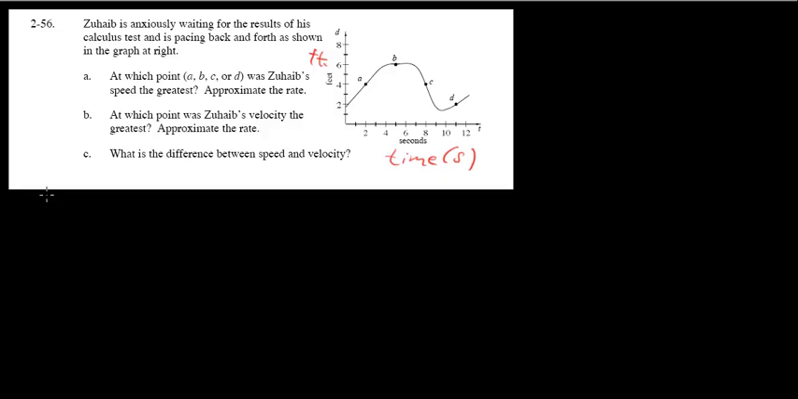Okay? So part A is asking at which point, here, here, here, and here, is his speed the greatest. So approximate the rate. Remember, speed is equal to distance over time, right? So we're not multiplying to find the area, we're dividing. We're looking from here to here, the change in feet divided by the change in time. So we're looking at the rate.